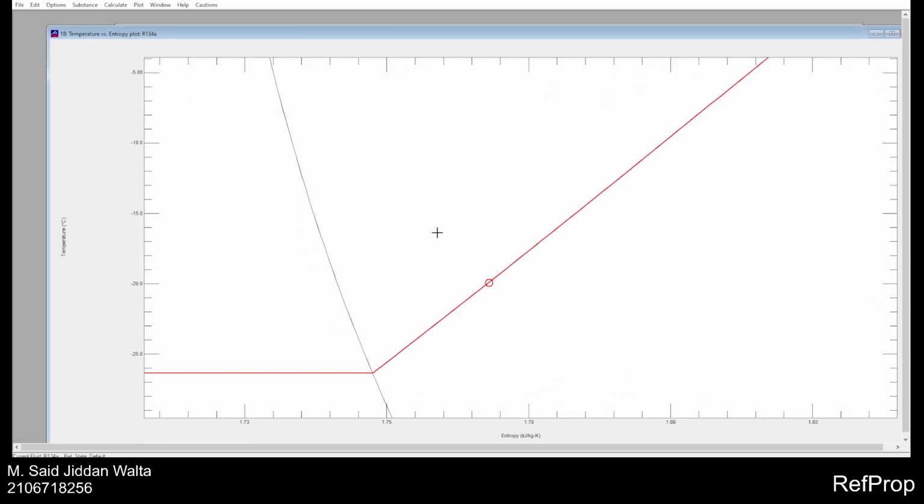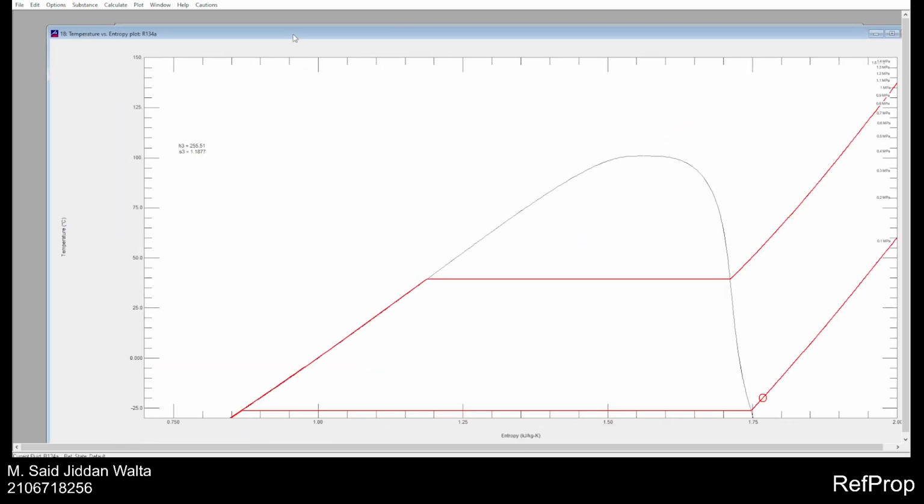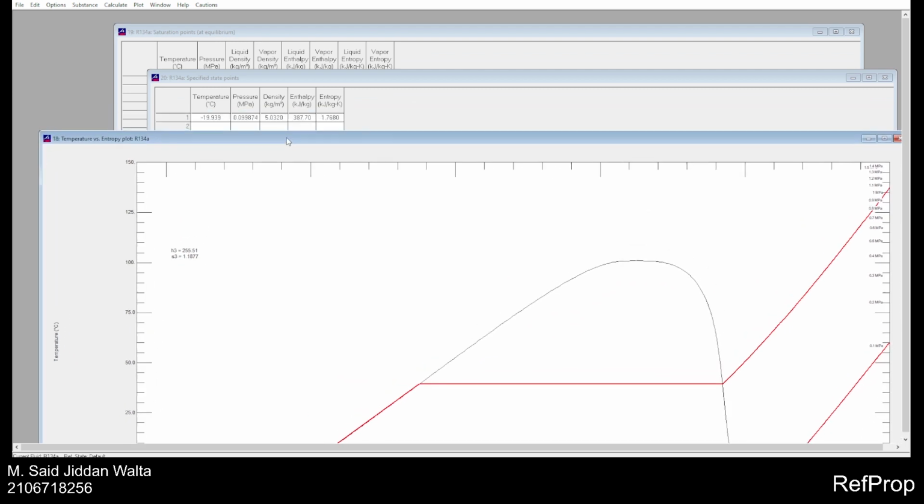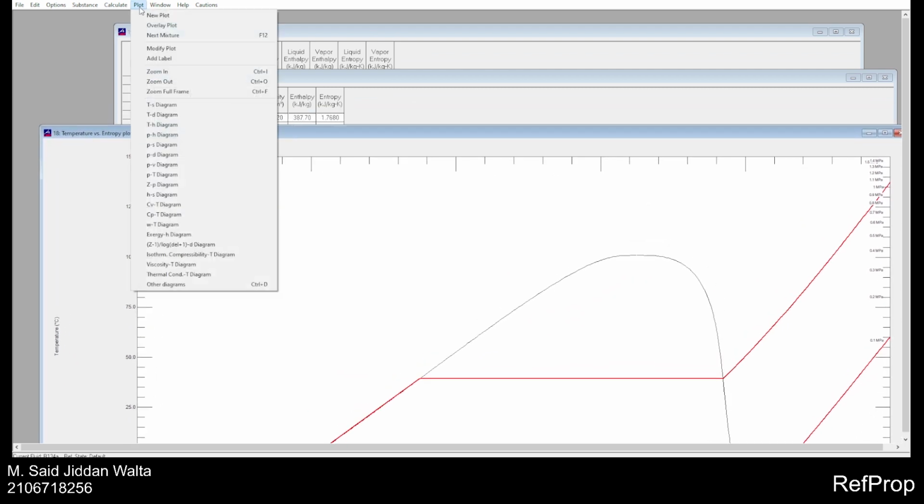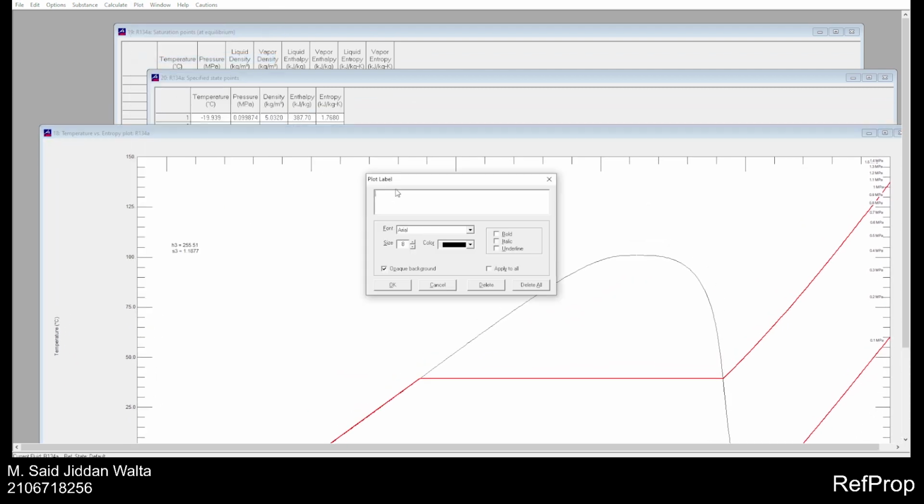And we can reset back to our original view and plug in our labels. So for H1, we have 387.7, and for S1 we have 1.768.